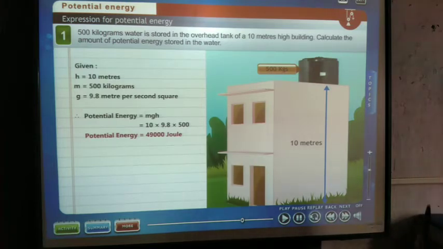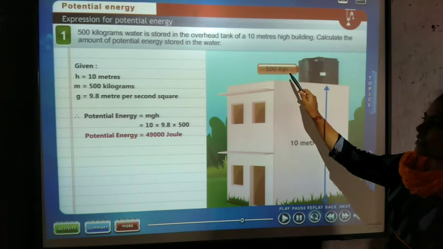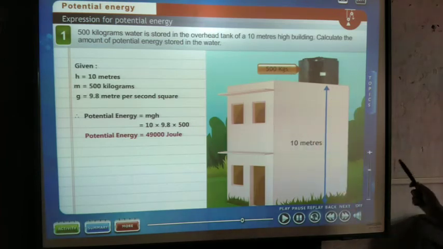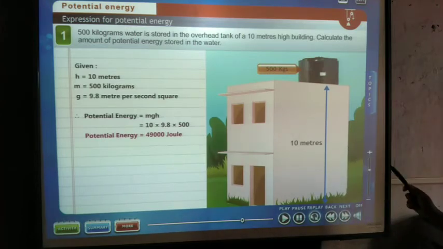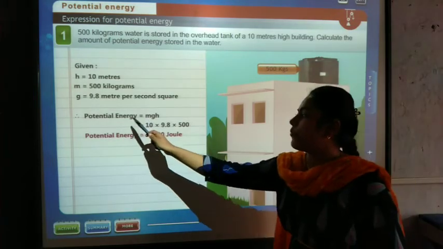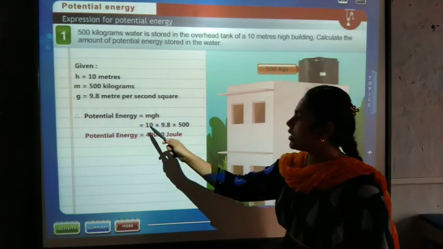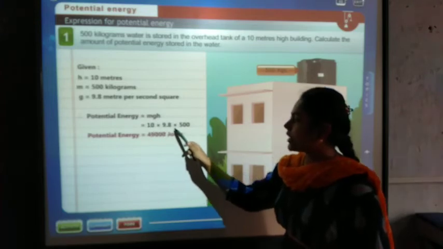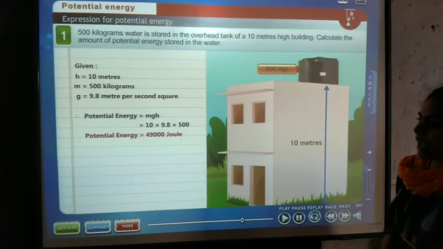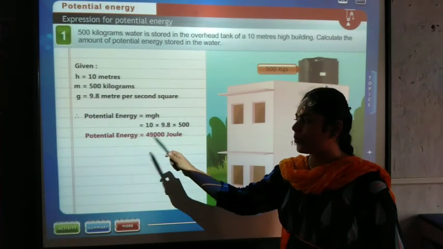Let's see it again. What we have given in the question: h is equal to 10 meter, m is equal to 500 kilograms and g, which is gravitational constant, that is 9.8 meter per second square. We have learned the formula for potential energy, that is potential energy is equal to mgh. Now we will put the values in the formula. So mgh is equal to 10 into 9.8 into 500. Multiply it, you will get the answer 49,000 joule. Joule is the unit for potential energy.